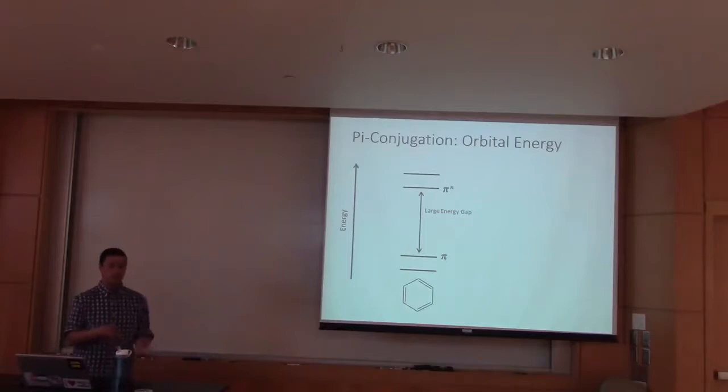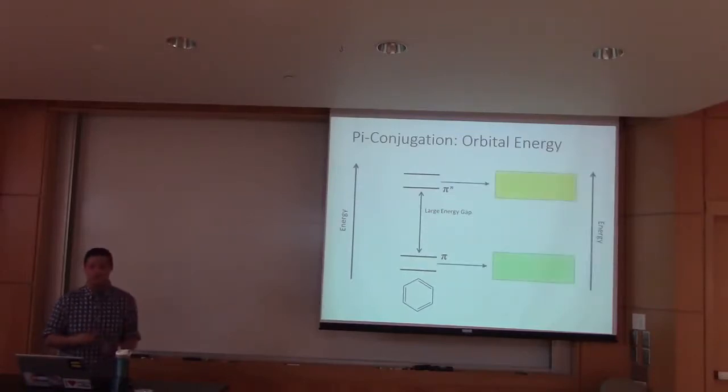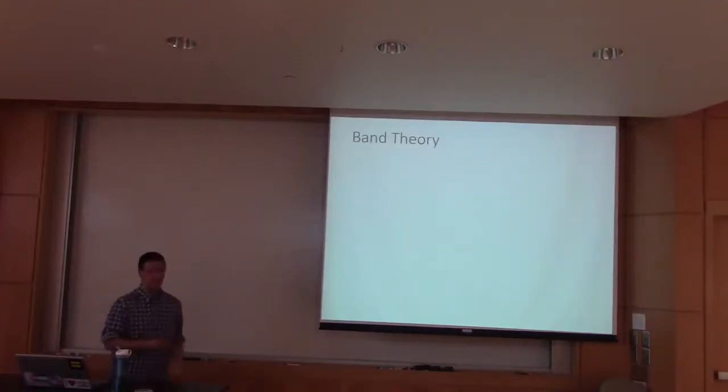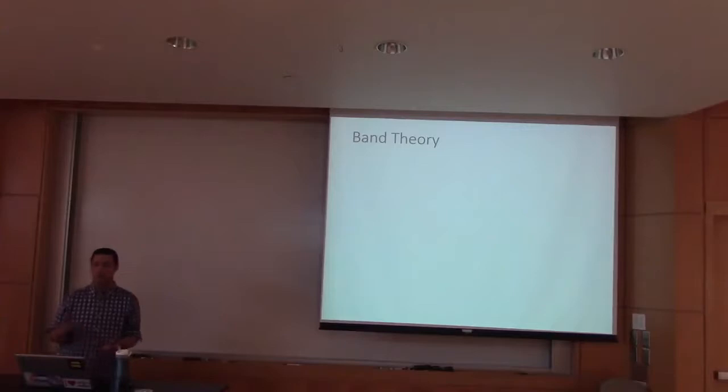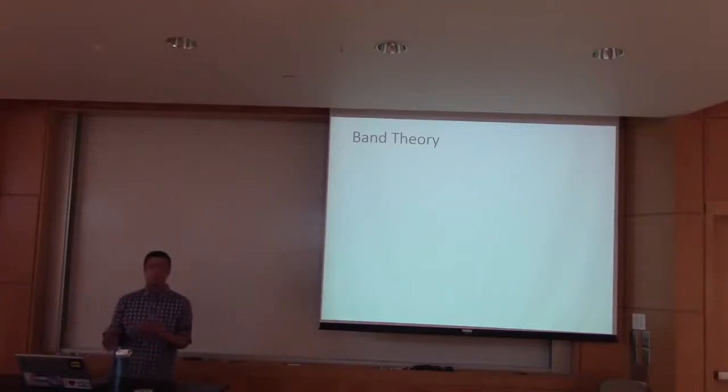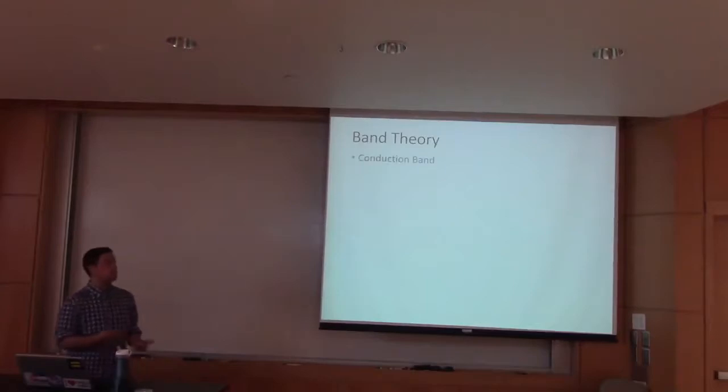And once you have a lot of these benzene molecules together, these orbital energies end up conglomerating together into something that we call bands. And that leads us directly into band theory, which is specific to solid materials and deals with the energy levels populated and unpopulated by electrons. Specifically, we'll be talking about the conduction band and the valence band. Those are the two bands that we're really thinking about.